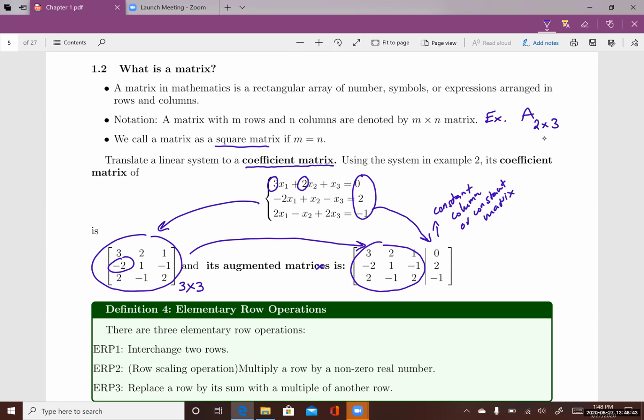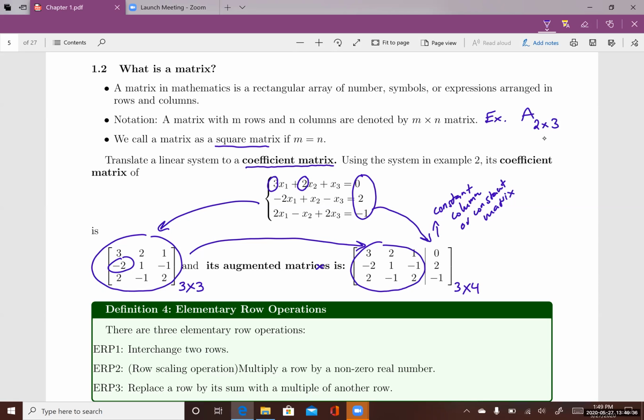So now instead of writing this system of linear equations with variables x1, x2, x3, you can use its augmented matrix to represent the same system. And when people look at this augmented matrix, they know that this is a system of 3 equations with 3 variables. The size of this matrix should be 3 by 4, because you have 3 rows and 1, 2, 3, 4 columns.